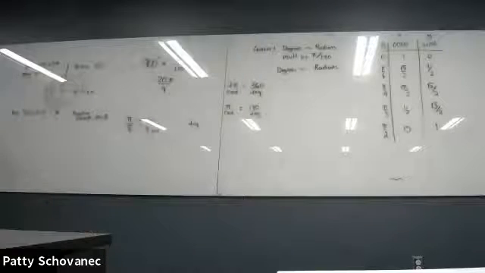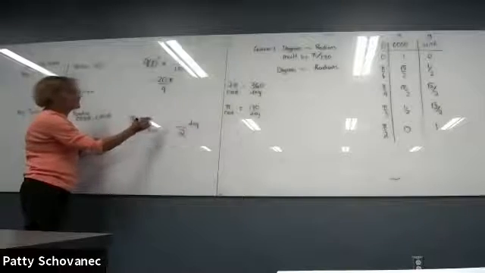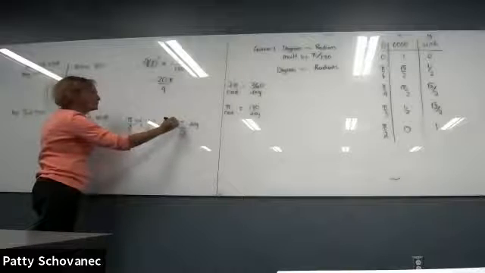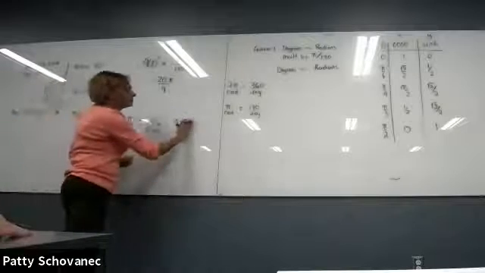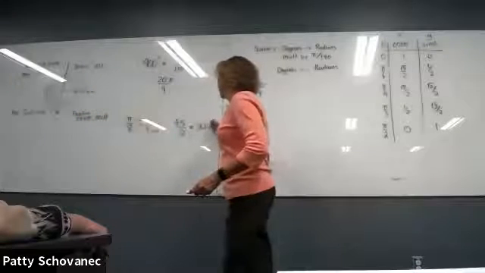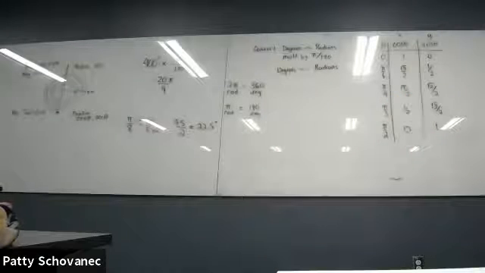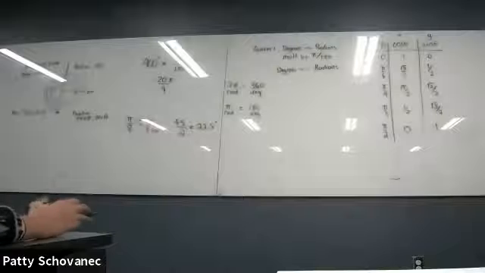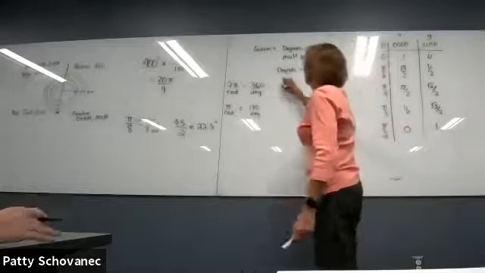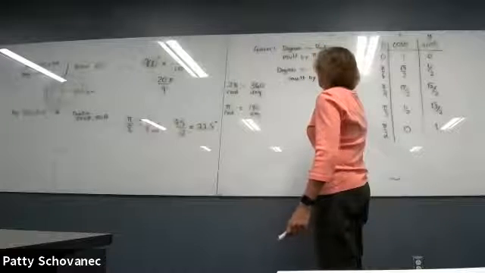So pi's will cancel. I have 180 over 8. Both of those are divisible by 4. 4 goes into 8 twice. 4 goes into 18 4 times, leaving me 20. So how about 45 over 2, which is 22.5 degrees. Okay. So to convert from radians to degrees, you multiply by 180 over pi.